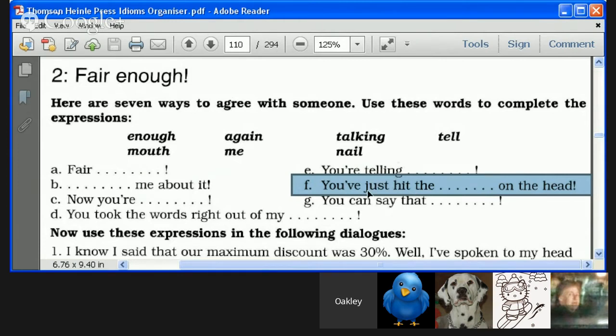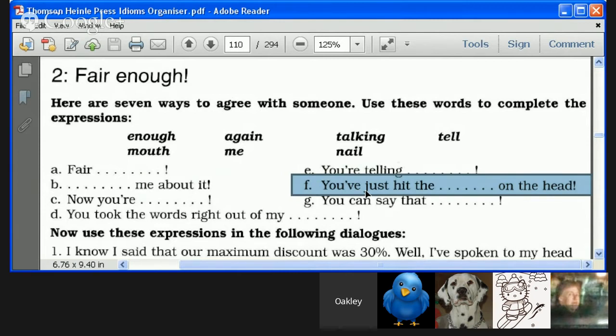Okay, Max. How about F? You've just hit the nail on the head. The nail on the head. Yep. Hit the nail on the head. Absolutely.